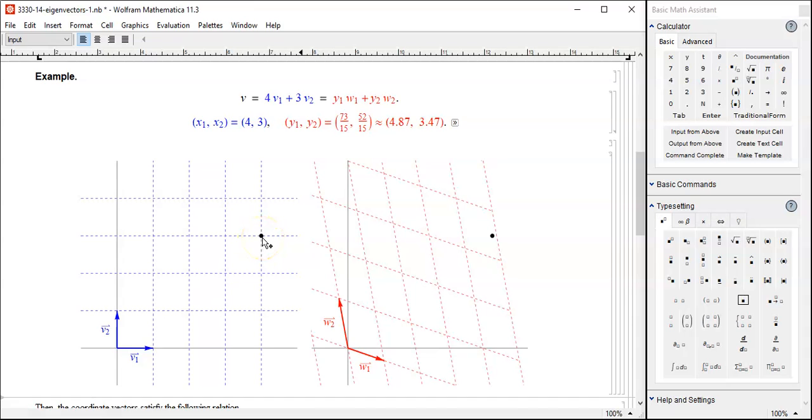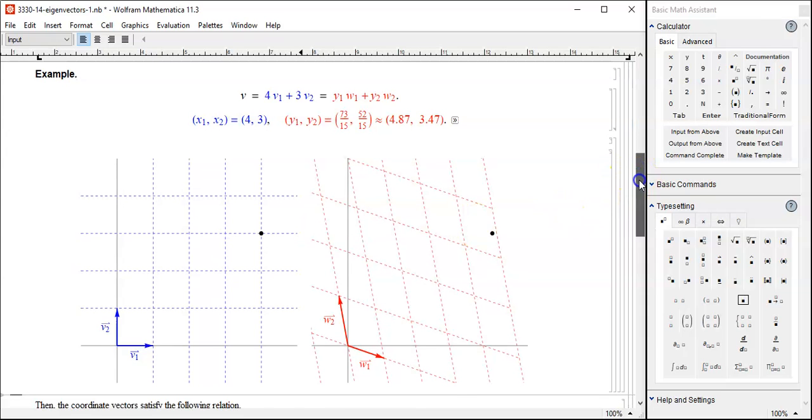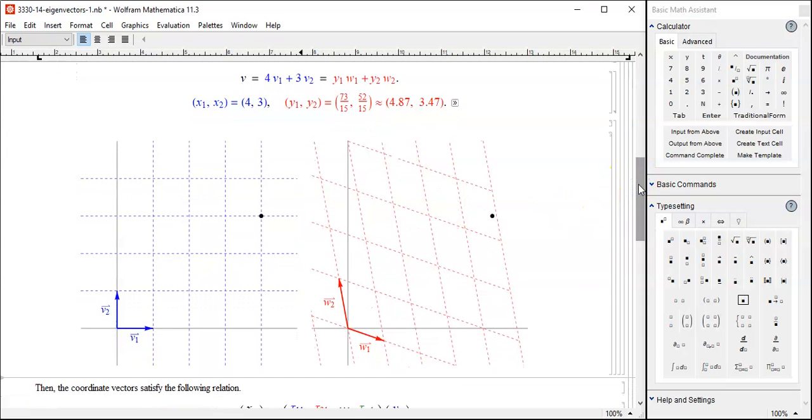Now, W1 and W2 are slanted, and what we want is a basis given by eigenvectors of a certain linear operator, but in this case, we don't have linear operators, so I just made it up. So W1 is slanted like this, and in W1 direction, I have to move 1, 2, 3, 4, a little bit less than 5 units in W1 direction, and in W2 direction, I go 1, 2, 3, and about 3.5. A little bit more precisely, 4.87, 3.47, or even more precisely, like this.